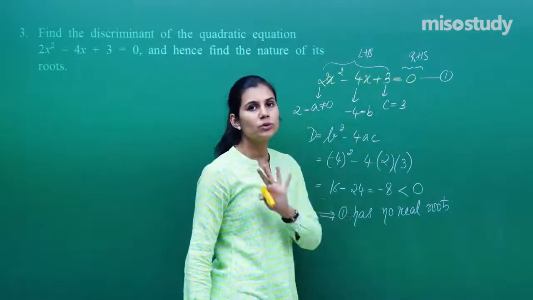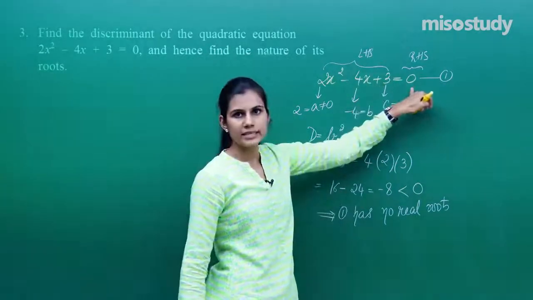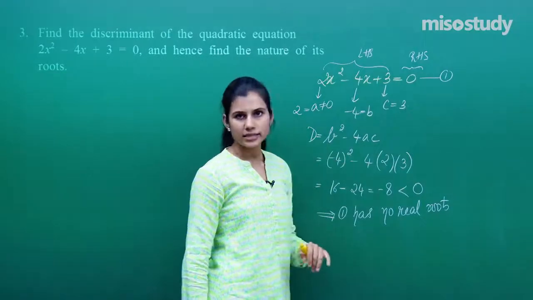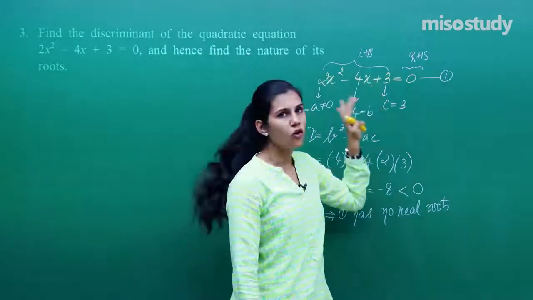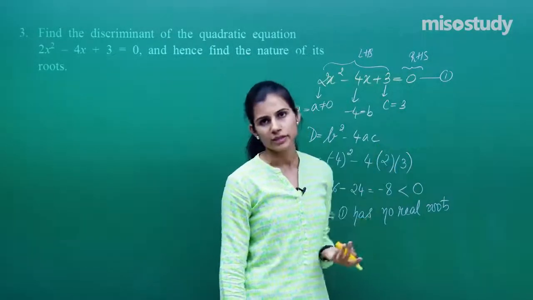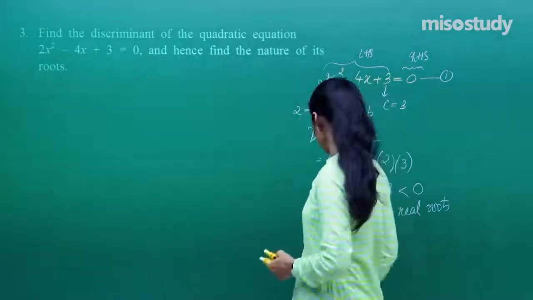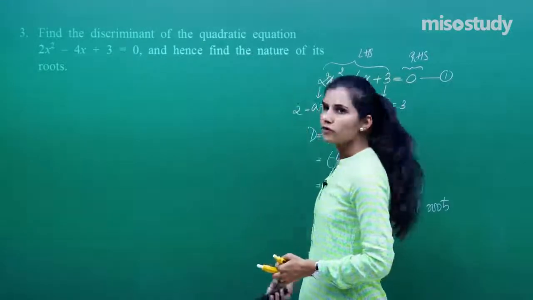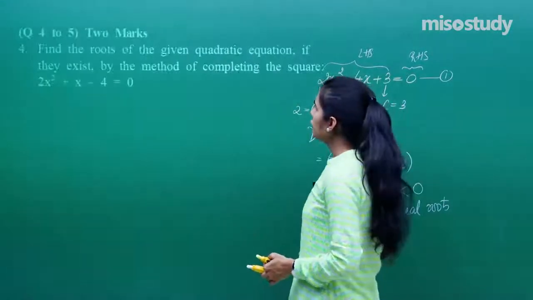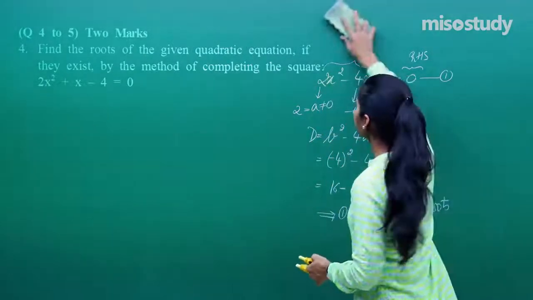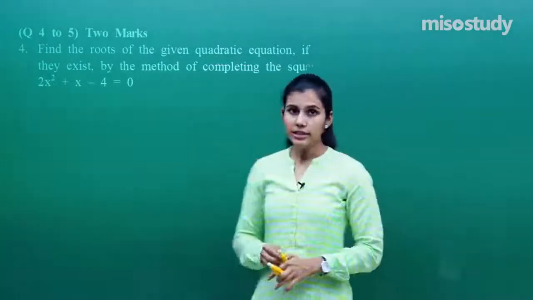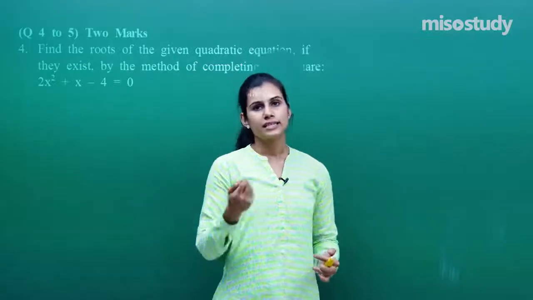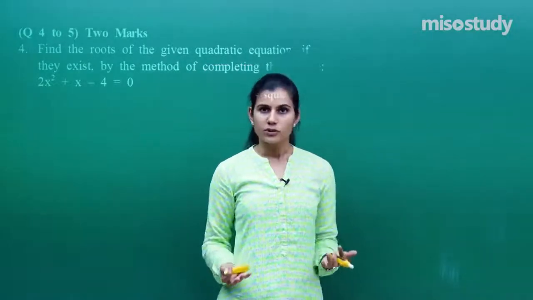There is no real number which will make the left hand side equal to right hand side when plugged in the place of x. That means there are no real values of x which are zeros or roots of this equation. Fine. That is the nature of the roots for this equation. Find the roots of the given quadratic equation if they exist by the method of completing the square. Let's see whether the roots exist or not by the method of completing the square as well.